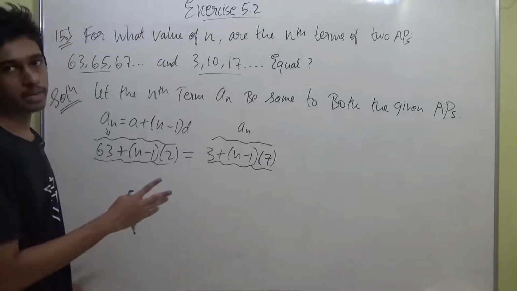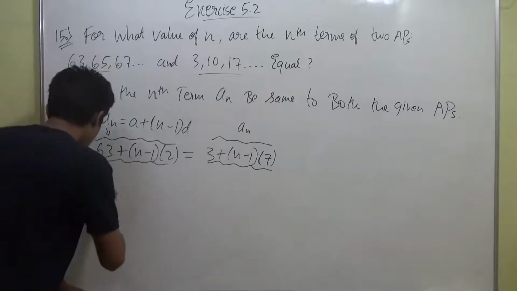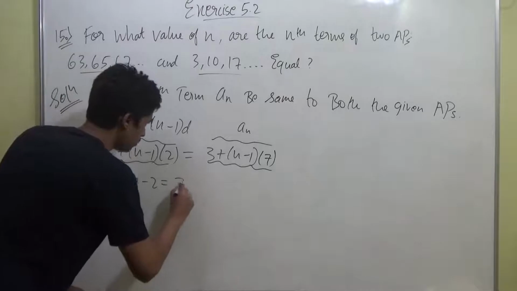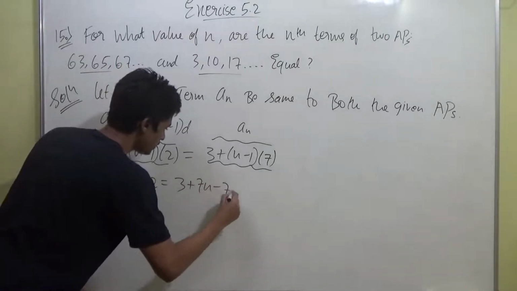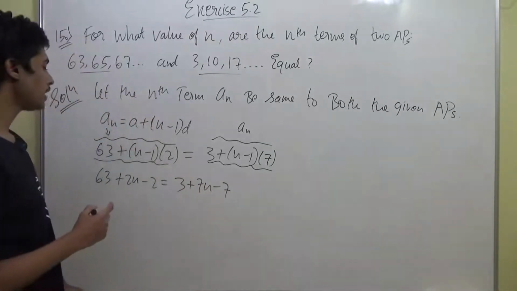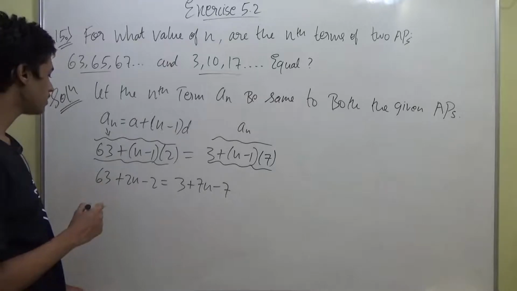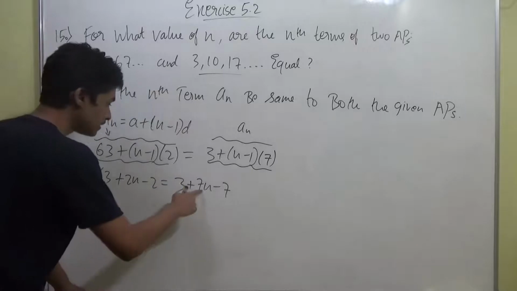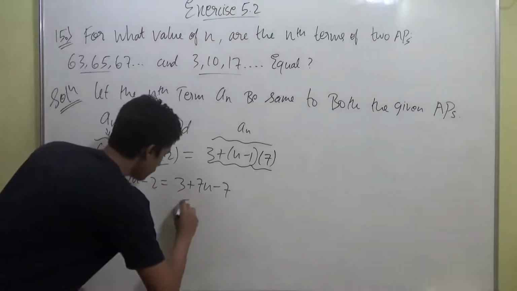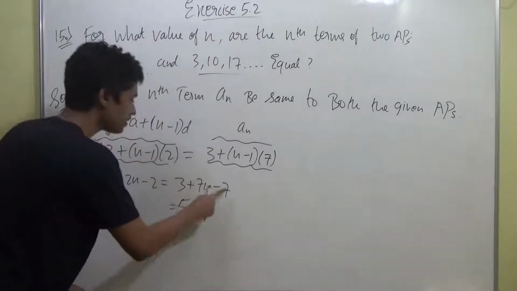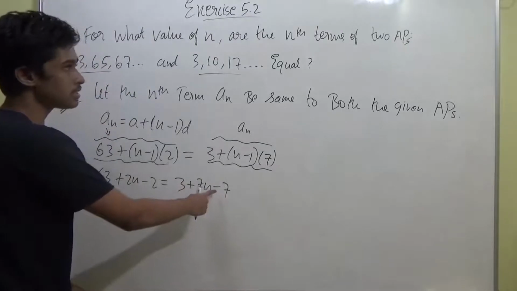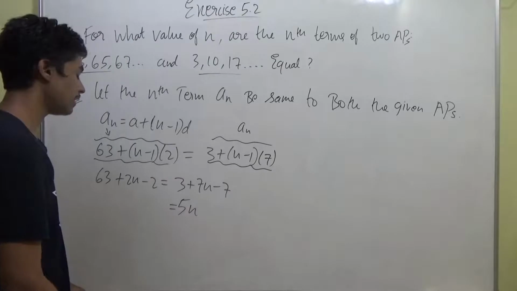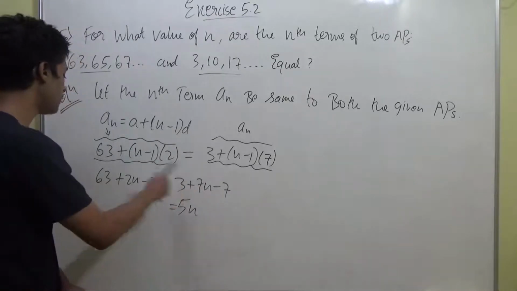So we'll just expand it, guys, and find it out. 63 plus 2n minus 2 equal to 3 plus 7n minus 7. Now let's bring all n terms to one side and all the number terms to the other side. If I take 2n to RHS, it will become 7n minus 2n, which is 5n. And 3 minus 7 is minus 4. If I bring minus 4 to LHS, it's going to become plus 4.